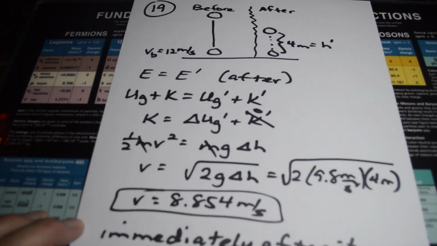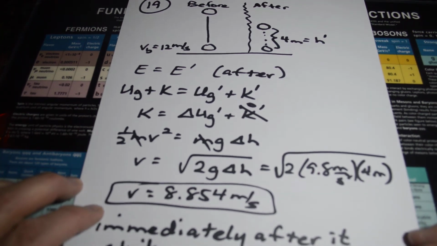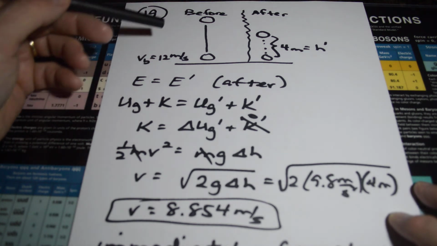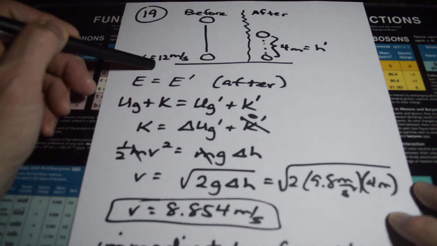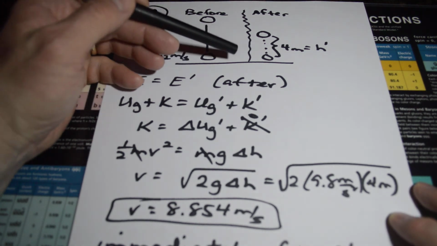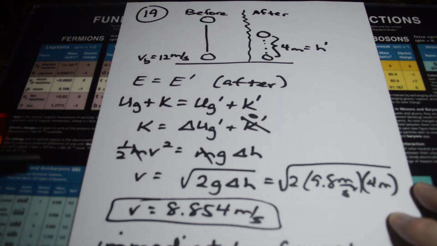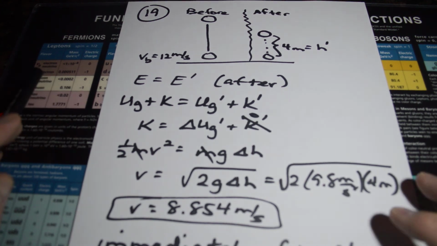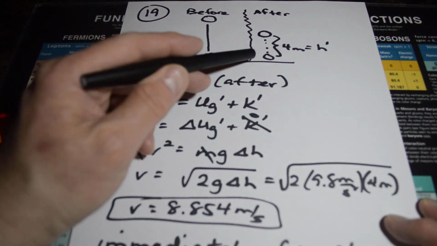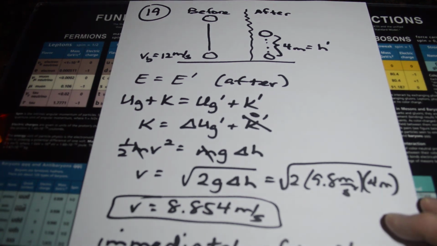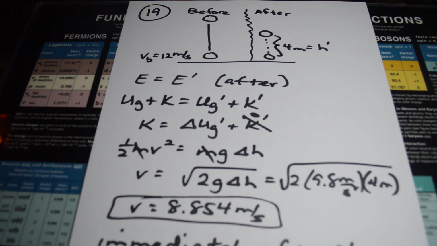And then the last problem that people were interested in was this number 19, where you drop a ball. Right before it hits the ground, it has a velocity of 12 meters per second. And afterward, it comes back up to a height of 4 meters. And you want to find out what is the speed right after the collision with the ground, and what is the percentage of the kinetic energy lost in that collision.